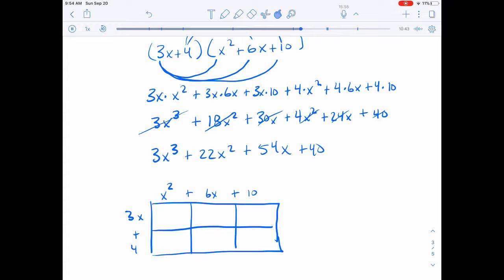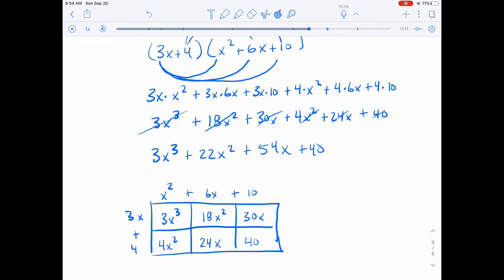The product of 3x and x squared is 3x cubed. The product of 3x and 6x is 18x squared. The product of 3x and 10 is 30x. The product of 4 and x squared is 4x squared. The product of 4 and 6x is 24x. The product of 4 and 10 is 40.